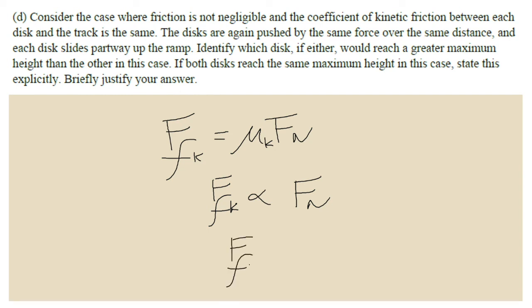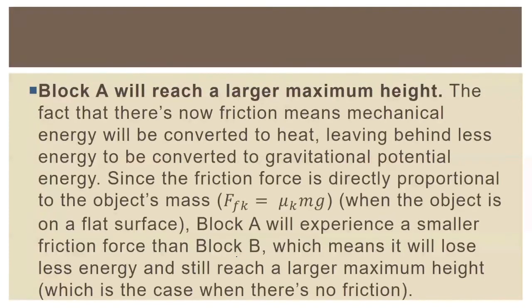So the force of friction here is directly proportional to the normal force, which at least on the flat portions of the tracks is equal to the object's weight. Notice again, this comes down to mass. And to me, this was a little bit of a weird one to explain because the lighter disk already reaches a greater maximum height. Now, if we're getting friction in the mix, well, the lighter disk is actually going to experience less friction. So it's still going to make it to the higher max height. And that really is the point. Block A will reach a larger maximum height.